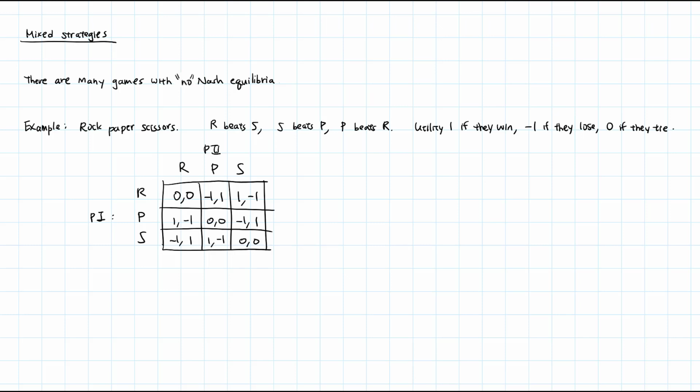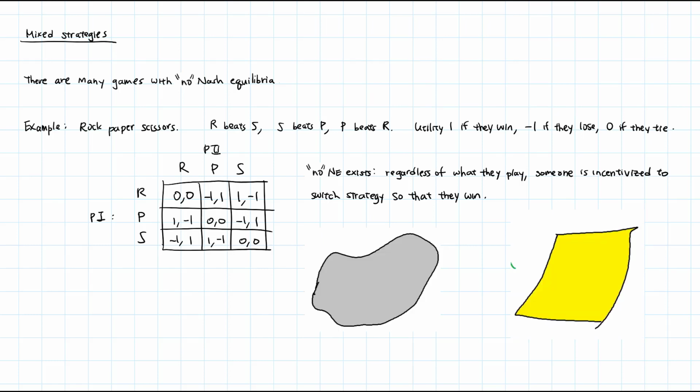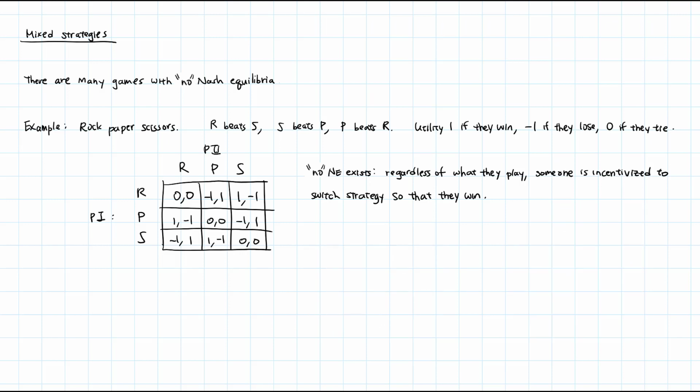Now, this game does not have any strictly dominating strategy. And if you look at this payoff table, none of the 9 strategy profiles here are Nash equilibria. Can you give a simple reason why none of them is a Nash equilibrium? Well, regardless of what they play, someone is incentivized to switch their strategy so that they win. Say they play rock and paper, then the player who played rock would want to switch to scissors instead so that they win.